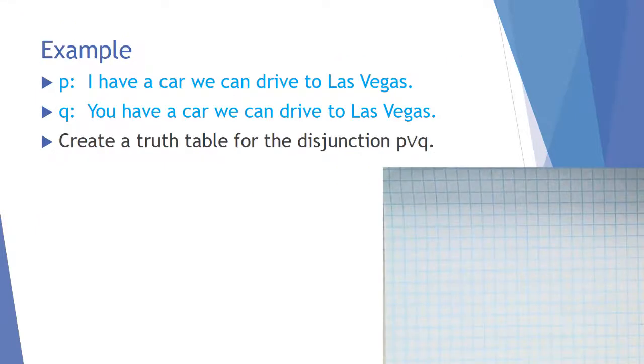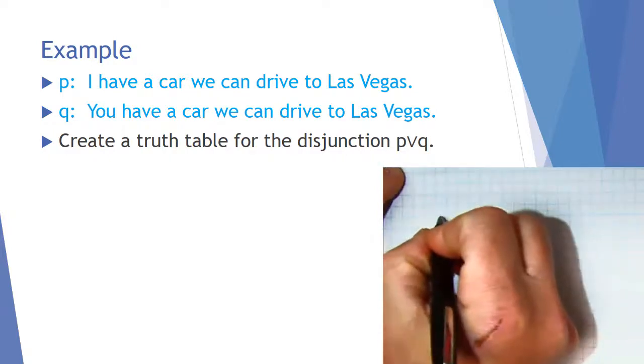Let's look at these two simple statements. P: I have a car, so we can drive to Las Vegas. And Q: you have a car, so we can drive to Las Vegas. Let's create a truth table for the disjunction P or Q, because if we want to go to Las Vegas, it really only requires that one of us have a car to get there.